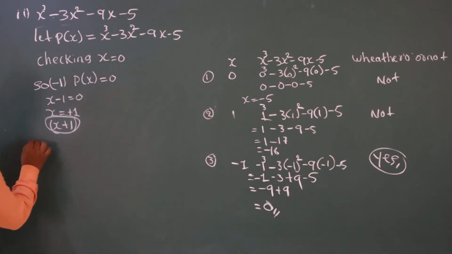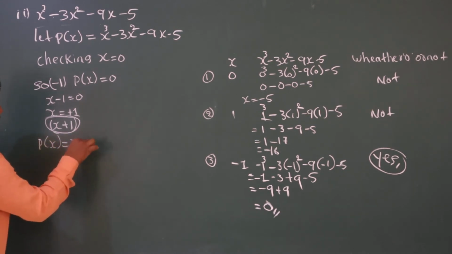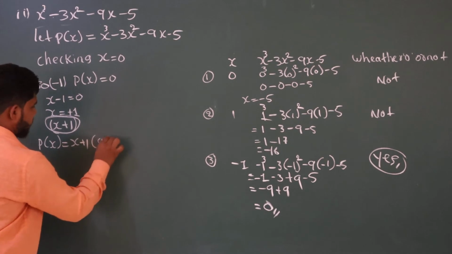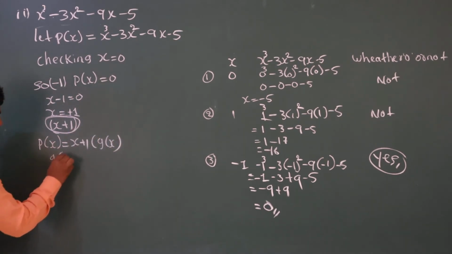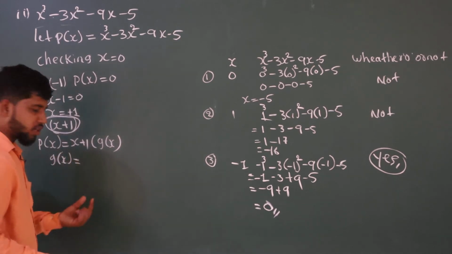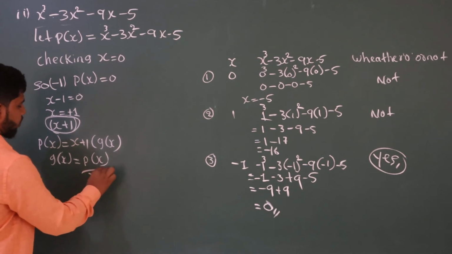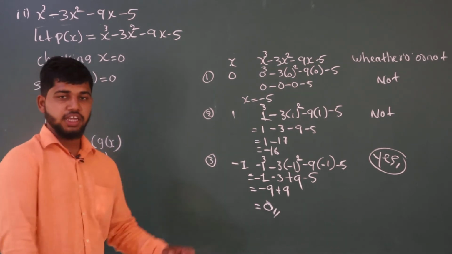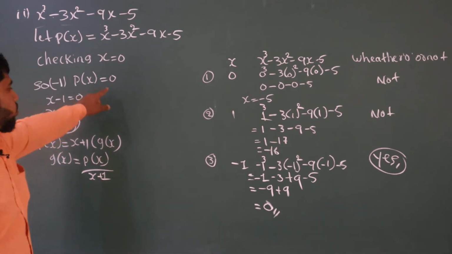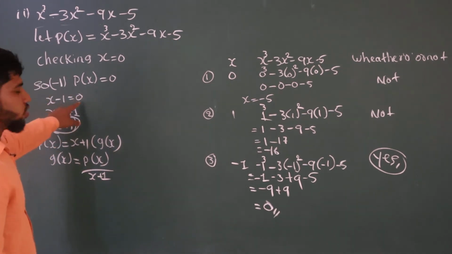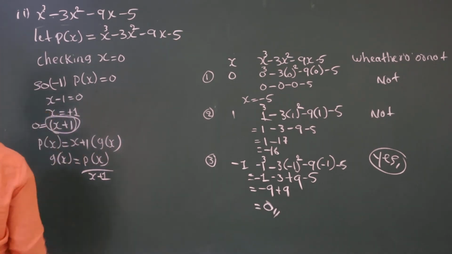Now here we have p of x and x plus 1, and we have to find g of x. g of x is equal to p of x by x plus 1. If we take p of x is equal to 0, then x plus 1 is equal to 0.